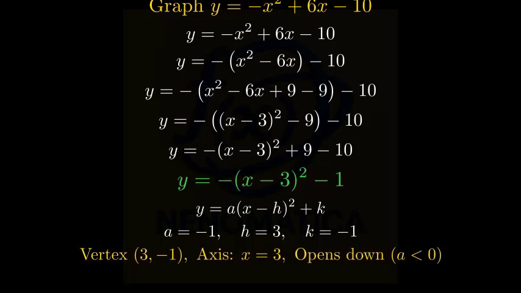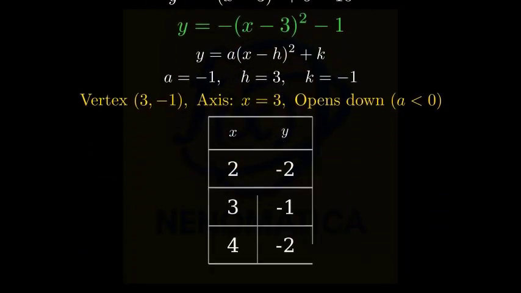a maximum point. Next, let's build a quick table of values close to the axis x equals 3, using the vertex form y equals negative (x minus 3) squared minus 1. For x equals 2, y equals -2. For x equals 3, y equals -1. For x equals 4, y equals -2. These points show symmetry about the line x equals 3.